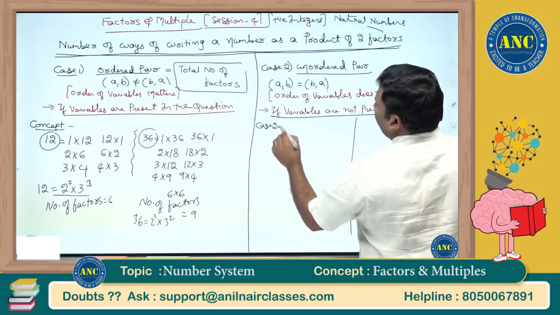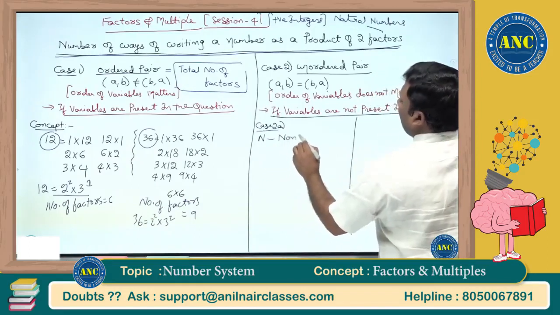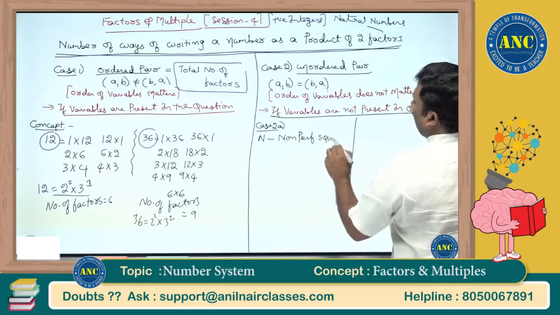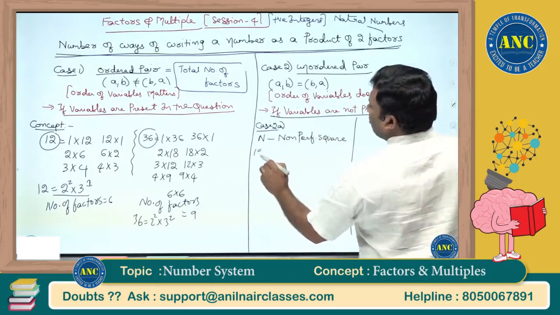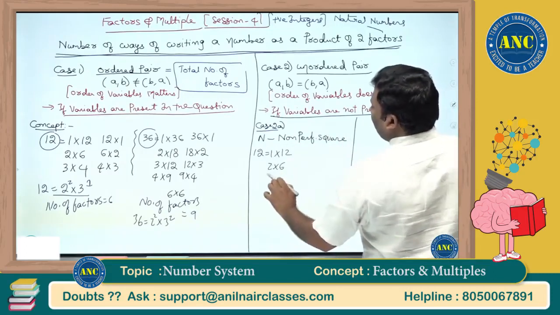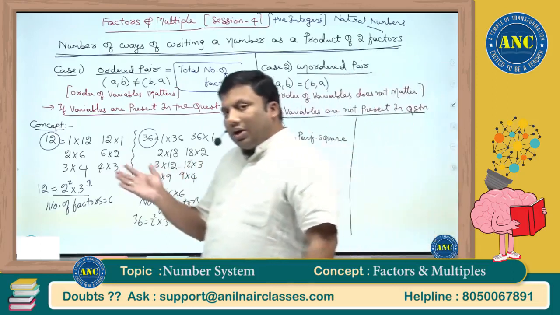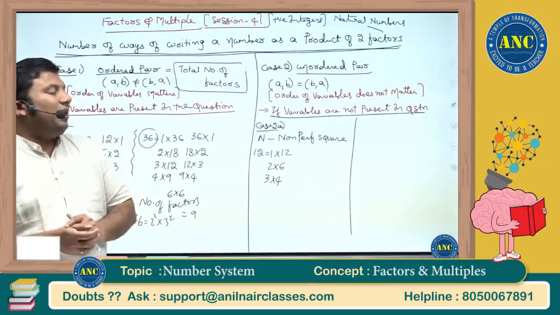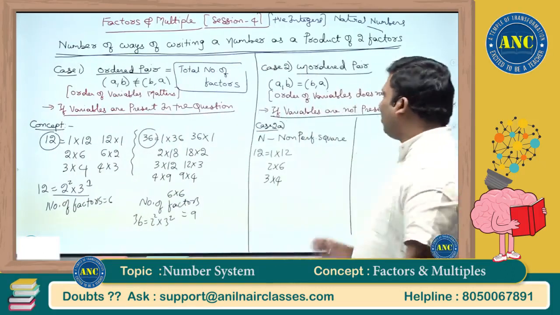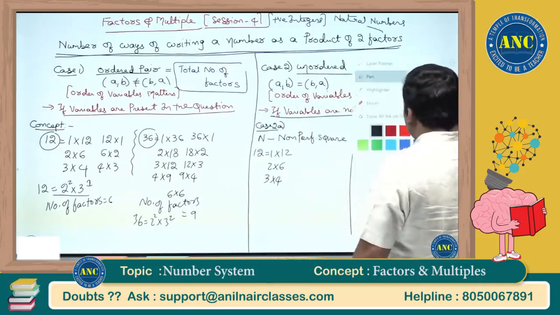Case 2a. Suppose I take a non-perfect square, 12. It is 1 into 12, 2 into 6, 3 into 4. In an unordered pair, a comma b is equivalent to b comma a. That means reverse is not allowed. So half of them is erased.